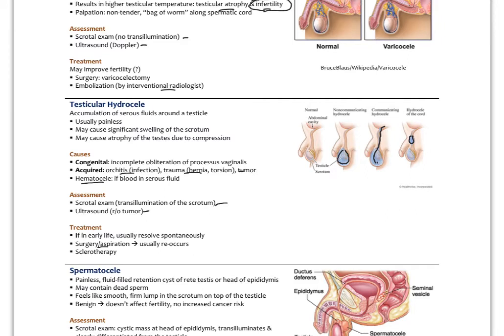Unfortunately, aspiration, where you just pull the fluid out, has a very high rate of recurrence. So usually that reoccurs. Sclerotherapy is where they inject an agent to try to block that flow. So that's another option there. So these are all cases we just refer to the urologist.